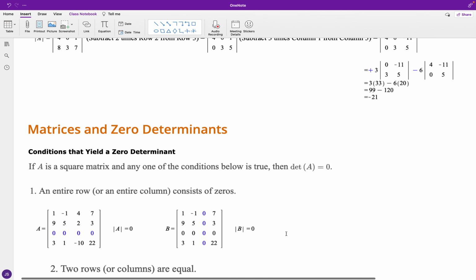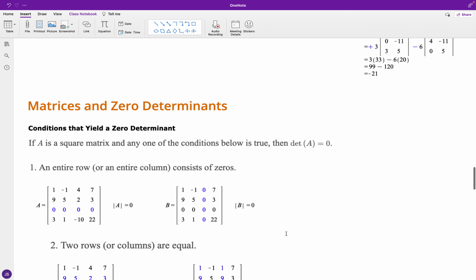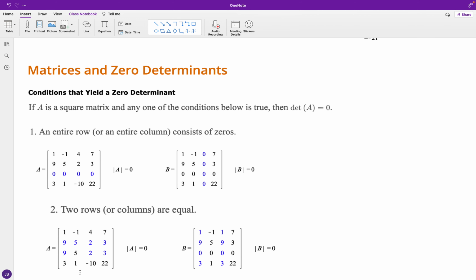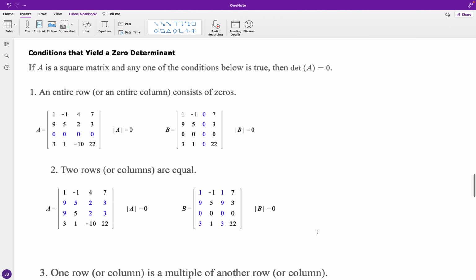Now, a second condition is where two rows or columns are equal to each other, or identical. And notice for the matrix A, we have an identity between the second and third rows. Anytime you have an identity between rows or columns, the determinant is equal to 0. And likewise for matrix B, you have an identity between the first and the third columns. And so that determinant is equal to 0.